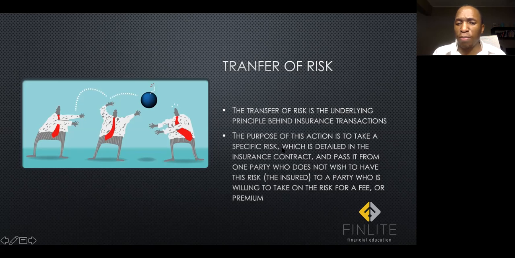Let's go to our second point, which says the purpose of this action is to take a specific risk which is detailed in an insurance contract, because there needs to be an insurance contract binding the two parties and detailing when an insurer pays the insured and in which circumstances. You are not covered for everything; there will be details on at what point the person actually gets insured. For instance, if a person is found to have been drunk when driving a car and got into an accident, the insurance company is not going to pay, because they will say that was negligence. Those are the dynamics around an insurance contract. But the basic principle is there's a transfer of risk from one party to another who is willing to take the risk for a certain compensation, which can be in the form of a premium.